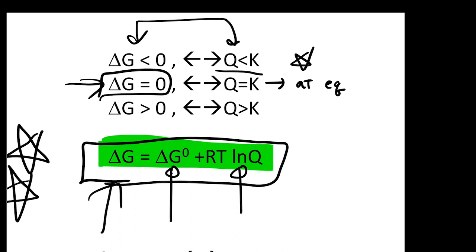And then if you have ΔG larger than 0, then you know the reaction is moving toward the reactant side. That means you currently have too much product. So your Q is going to be larger than the K of the reaction.